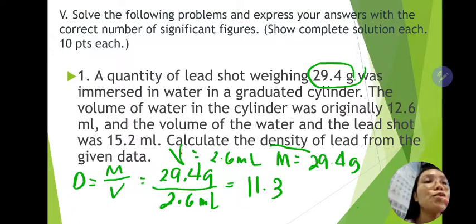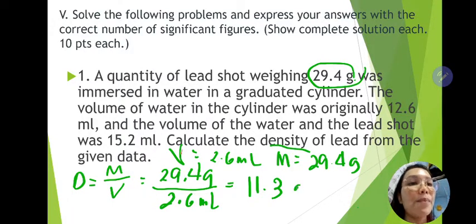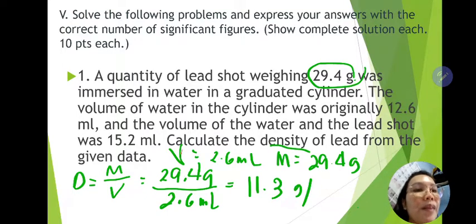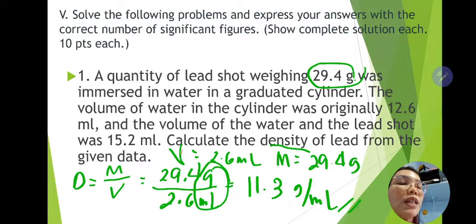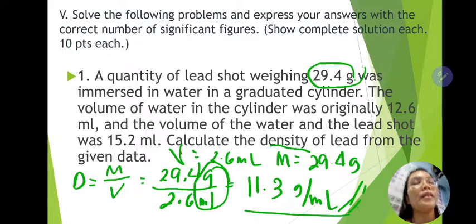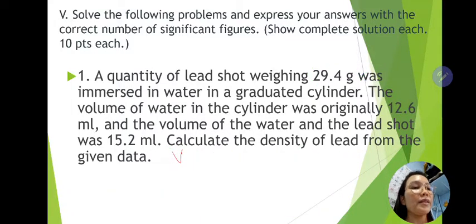At huwag nyo kakalimutan yung unit ng measurement natin. So, for density, we have the unit of measurement which is gram per ml. Because it is the mass per unit volume. So, kailangan palagi tayong may unit. So, ito naman yung given unit natin. Ikakopy lang natin siya dun sa answer natin. So, the answer would be 11.3 gram per ml. Okay. So, next.